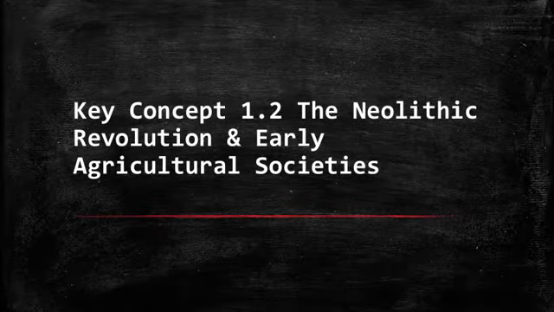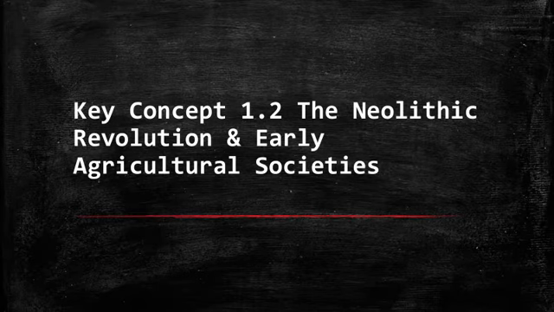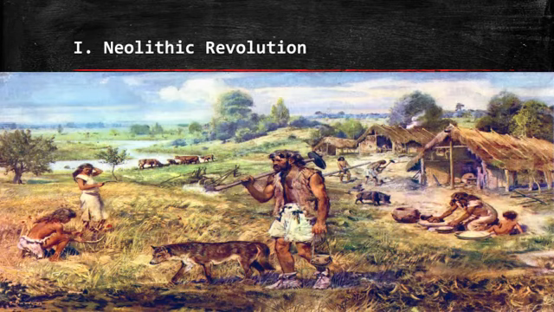Okay, key concept 1.2, the Neolithic Revolution and early agricultural societies. The Neolithic Revolution is huge. Roughly 10 to 12,000 years ago, the advent of farming created new socioeconomic systems worldwide. The key thing to understand about the Neolithic Revolution, Neolithic means new Stone Age, Paleolithic, Old Stone Age, is that the Neolithic Revolution drastically changed the world in several ways, and we're going to talk about that.